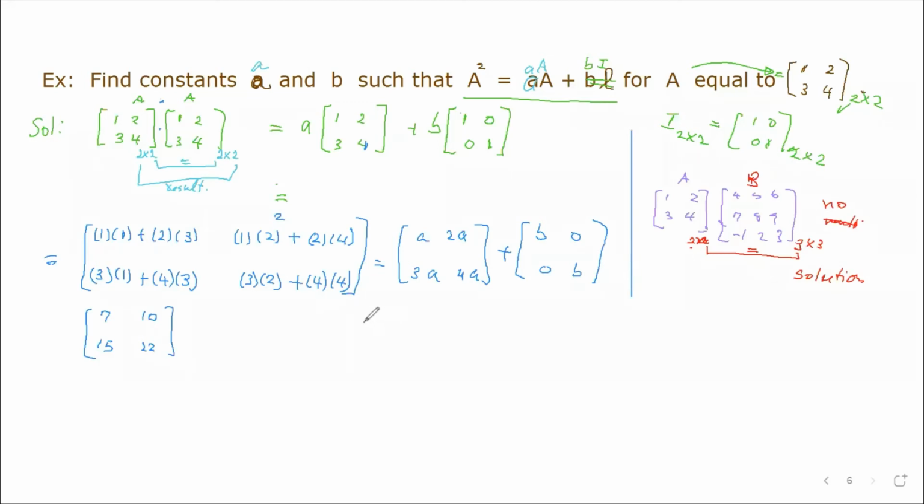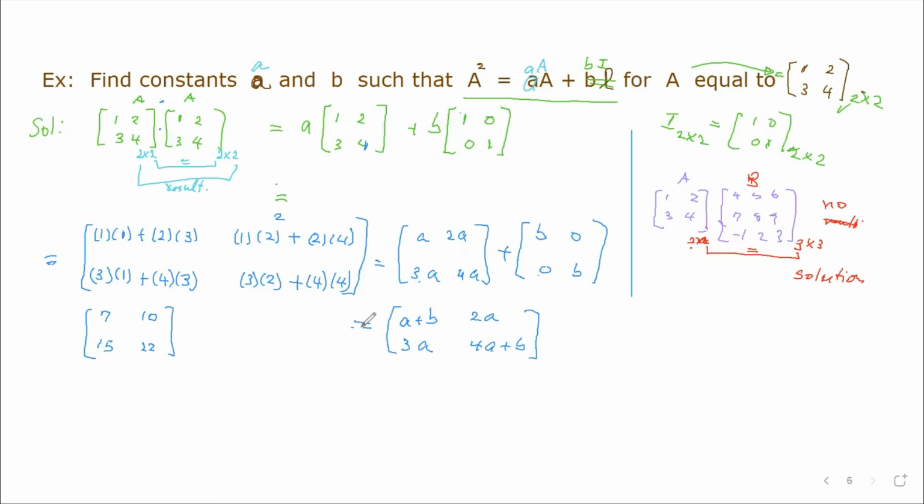Now we simplify this, same location. The first row, first column becomes A plus B. The first row, second column becomes 2A plus 0, which is 2A. This plus this becomes 3A. This plus this becomes 4A plus B. So it is like the matrix pattern.